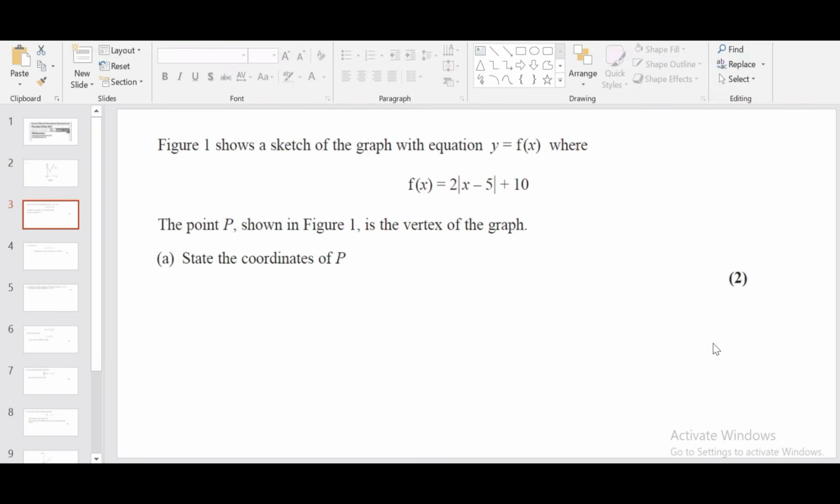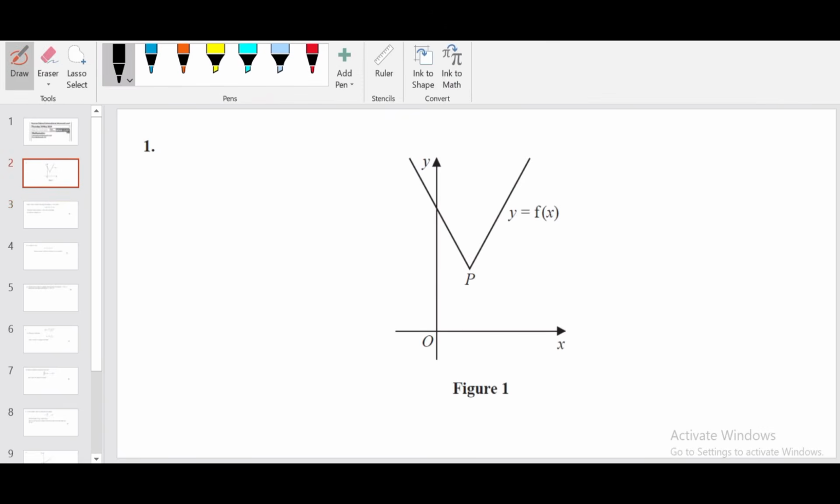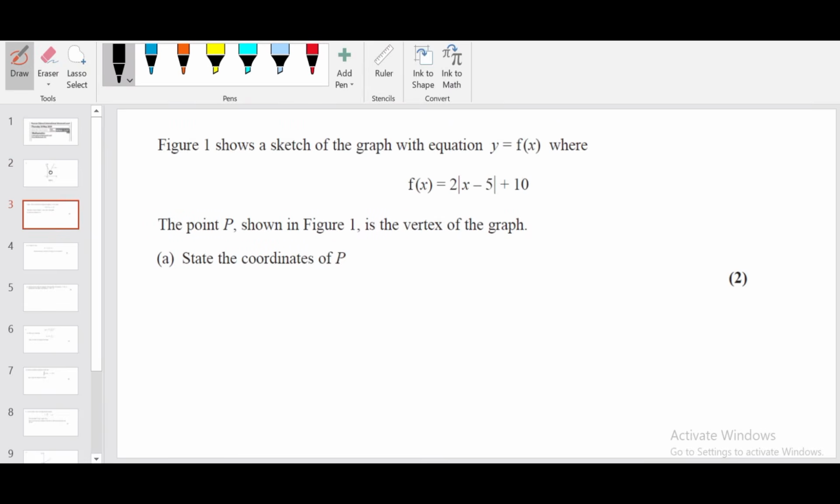And it says, figure 1 shows the sketch of the curve with the equation f of x is equal to this. State the coordinates of P. P is the vertex of the modulus function. To find the vertex, you can compare this with a times modulus x minus h plus k. So h comma k, h is 5, k is 10, that's a vertex. That's one way of doing it.